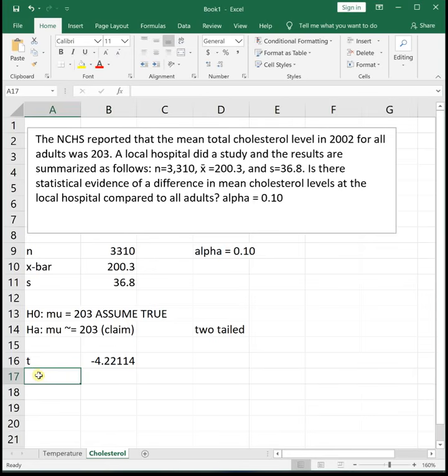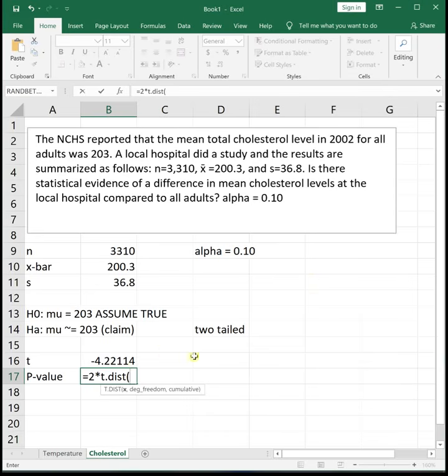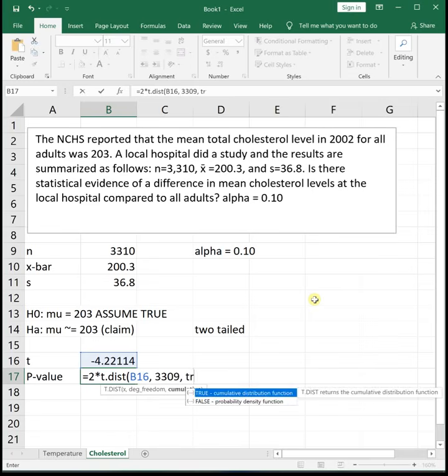4.2211. So then to get our p-value, since this is a two-tailed test, we're going to need to double what we get. So we've got to multiply whatever we get times 2 since this is a two-tailed test. And so we're going to find the area below negative 4.2211 since it's on the left side. If it had been a positive value, we would have found the area above it. So we're finding the extremity compared to that point. So we find the area below negative 4.2211 by looking at TDIST of our t-value, comma, degrees of freedom, which will be 3309, comma, true.